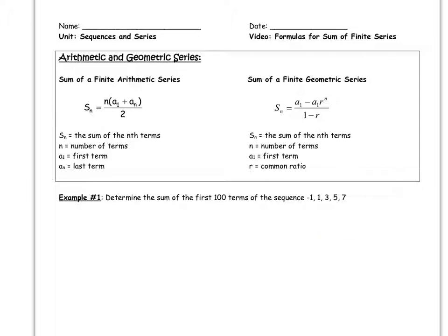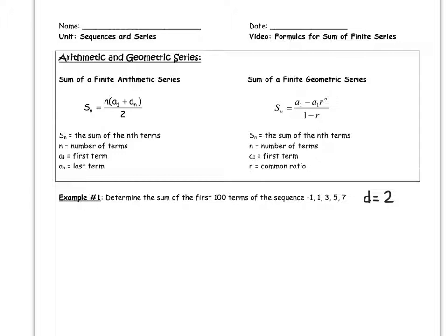I don't want to go through all that effort when I can use a formula that'll give us the answer instead. So first you need to determine whether it's an arithmetic series or a finite geometric series. So let's look at the pattern. How do I go from -1 to +1? It looks like I'll have to add 2. Same thing when I go from 1 to 3 and then from 5 to 7. So that means my common difference, d, is 2.